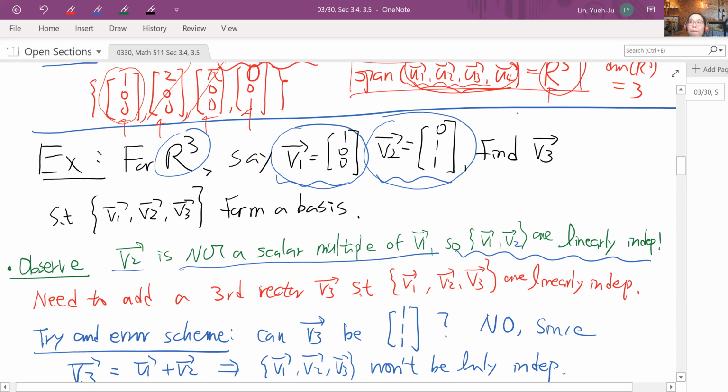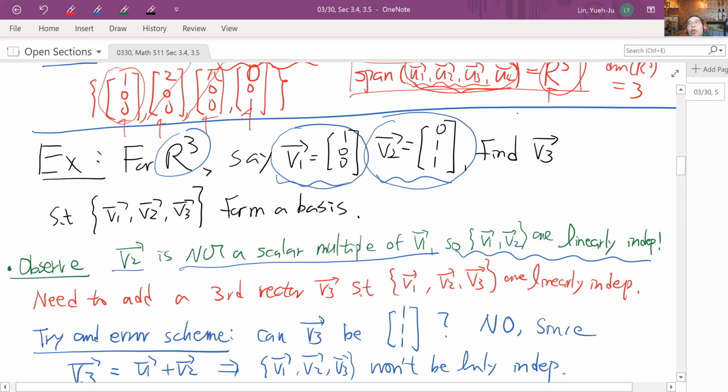I just tried the vector (0, 1, 0). That also would have formed a basis. Is that correct? Yeah, because you can see that (0, 1, 0) should give you a determinant that is non-zero.